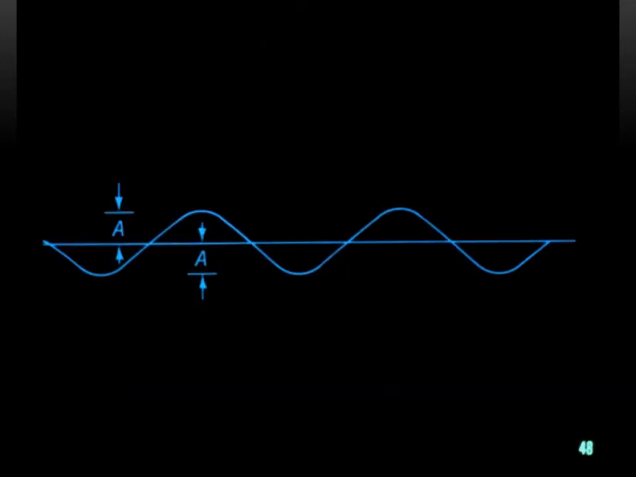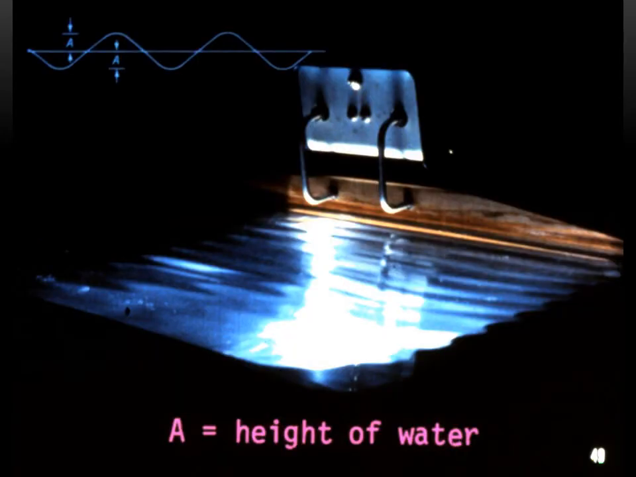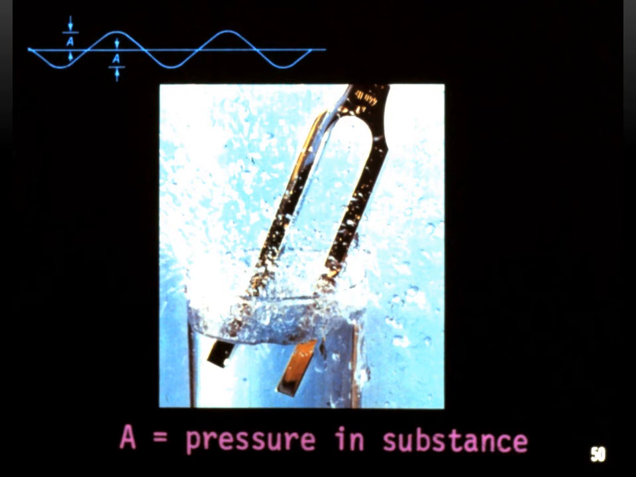Consider, in a wave, some physical quantity is varying with time. The measurement of that quantity is graphed as its amplitude. In water waves, it is the height of the water that is varying. In sound waves, it is the amount of pressure in the substance that the wave is traveling through.